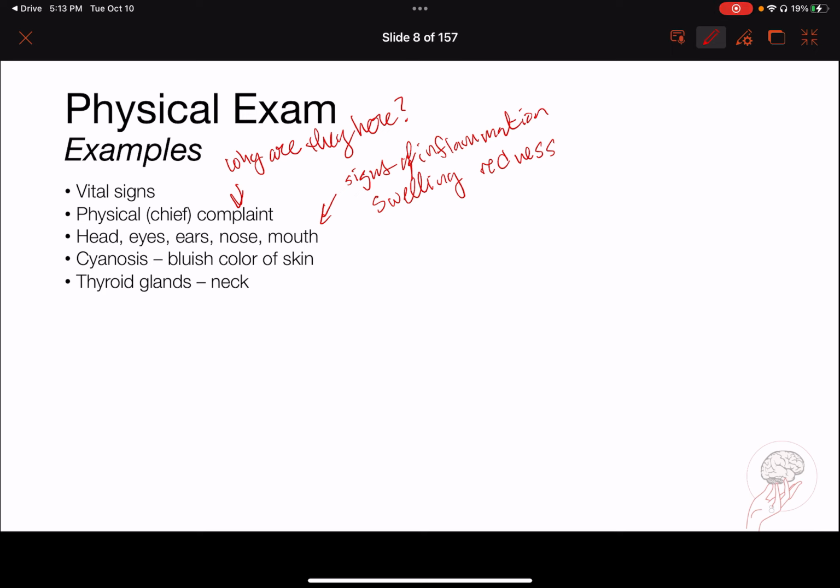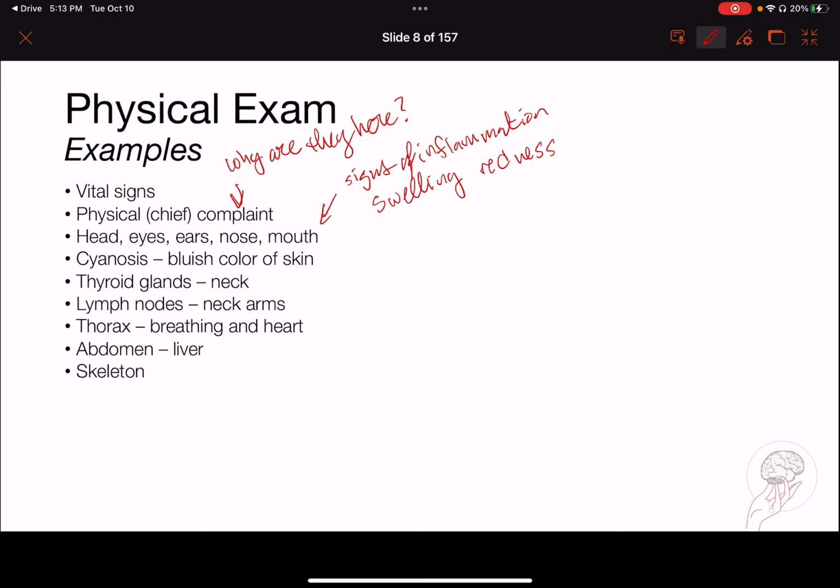You've probably noticed at the doctor, they check your thyroid glands by palpating your neck. They can also check the lymph nodes in your neck. They may also in your arms. Listen to your breathing and heartbeat. Listen to your abdomen. They may do some musculoskeletal things, reflexes.